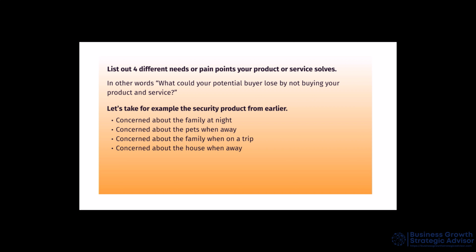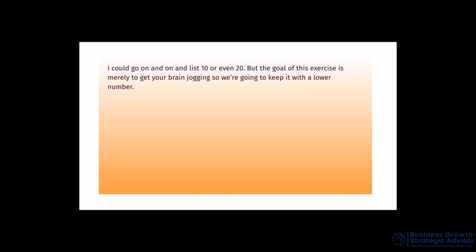Now, some people won't have pets, some people won't have children. So that's why we try to cover as much as possible. Bear in mind that these 4 are merely scratching the surface. I could go on and list 10 or even 20 if we wanted to. And I advise you, if you can list more, then great. But the goal of this exercise is to merely get your brain jogging, so we're going to keep it with a lower number. But if you can do more, great, do more.